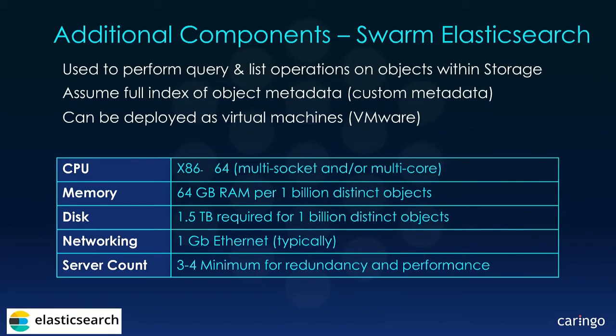The amount of disk that you need is around 1.5 terabytes for 1 billion distinct objects and the metadata that's associated with them. A little background on that: when we sized it to that number, the amount of custom metadata that we assumed for each distinct object is actually quite large. I believe it was 15K or maybe even larger per object, which is a lot of custom metadata in practice, but most people don't come near to approaching that. So 1.5 terabytes of disk for your Elasticsearch farm is certainly reasonable.